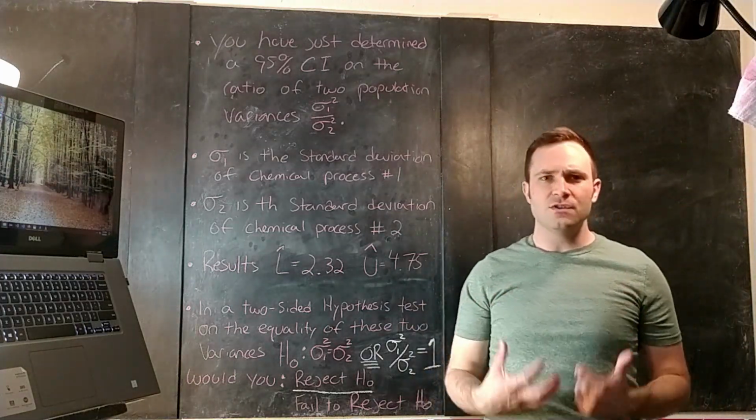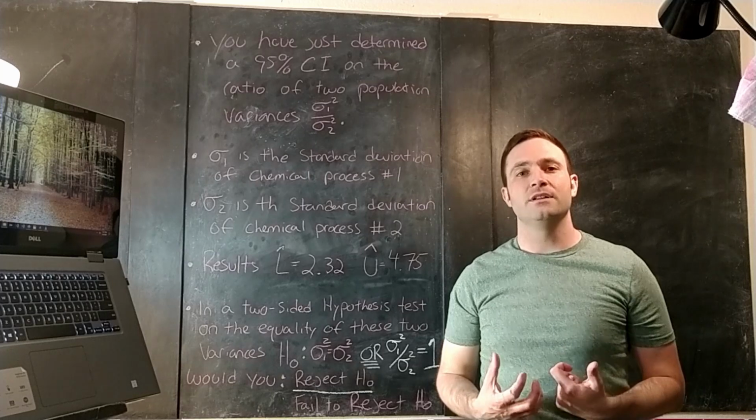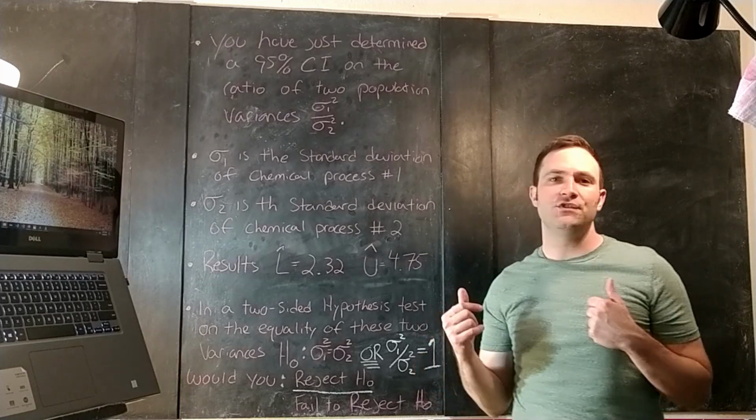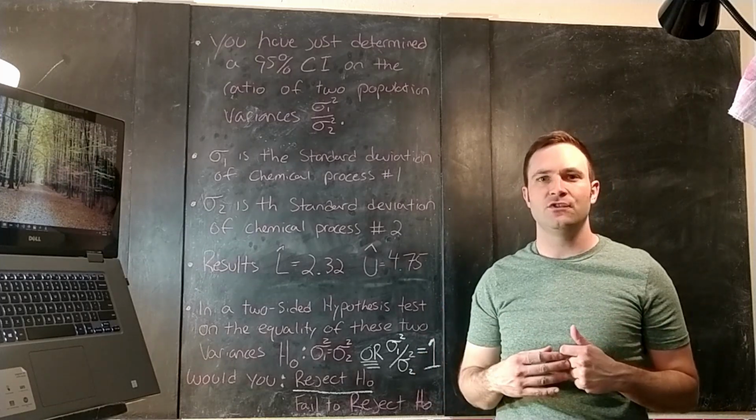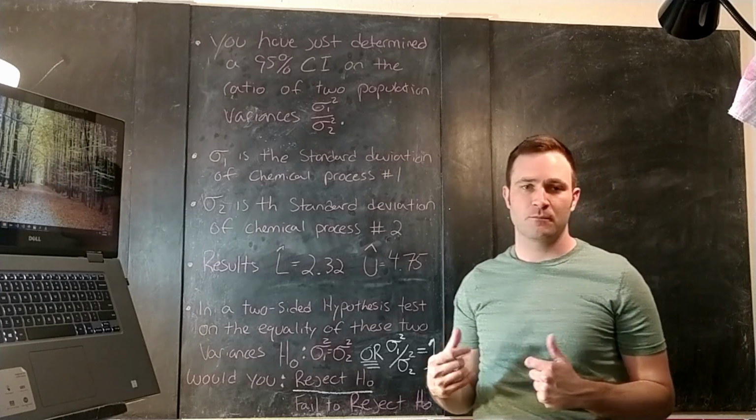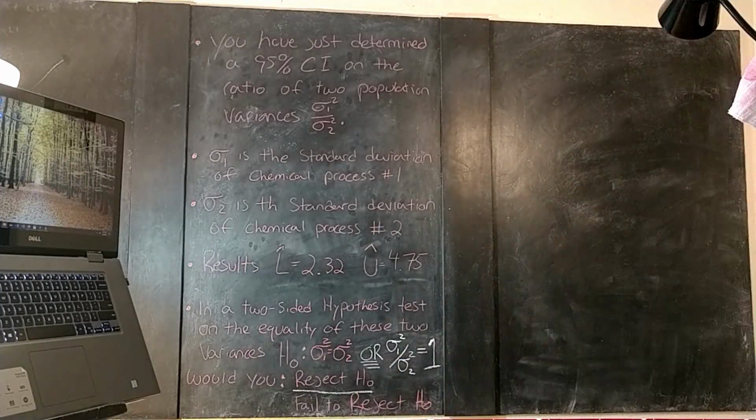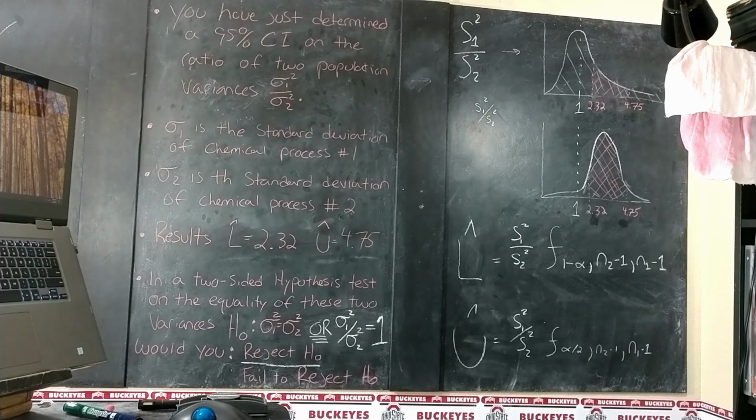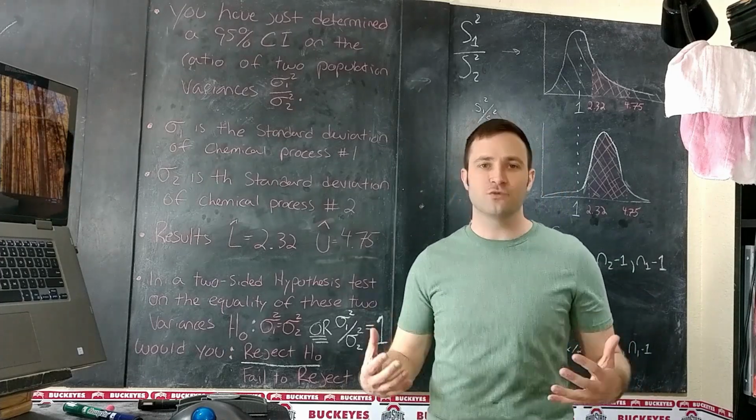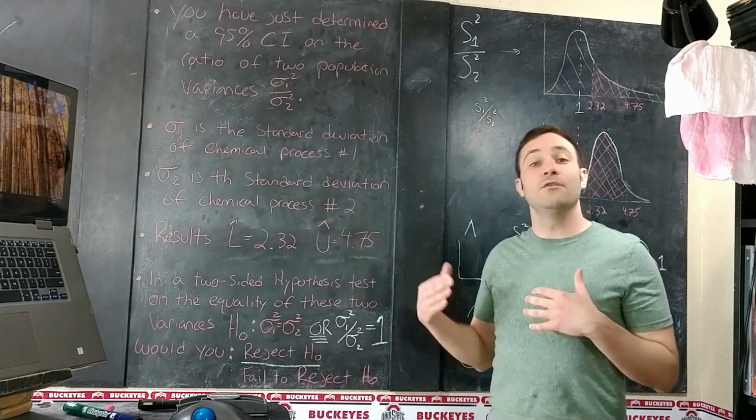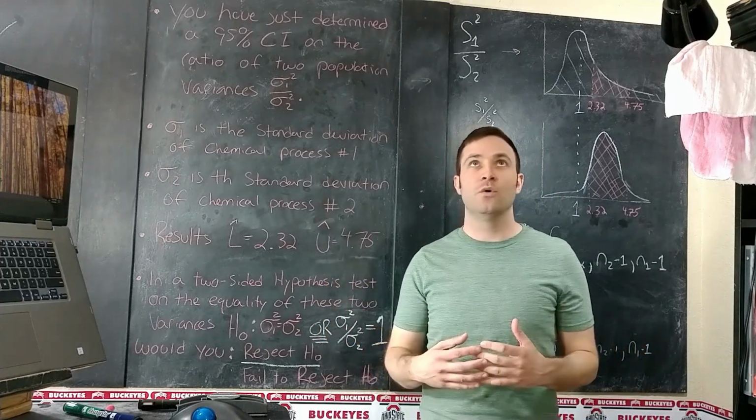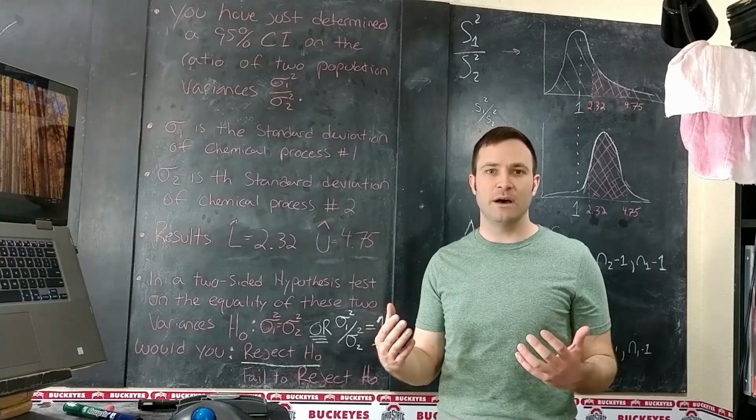Okay, so for those of you for which this isn't readily apparent, let's go ahead and break this question down, understand what it's saying, and understand what the situation is that you're in. Okay, so the question states that we've already derived a 95% confidence interval on the ratio of these two population variances. So what does that mean? And what is significant about this statement?